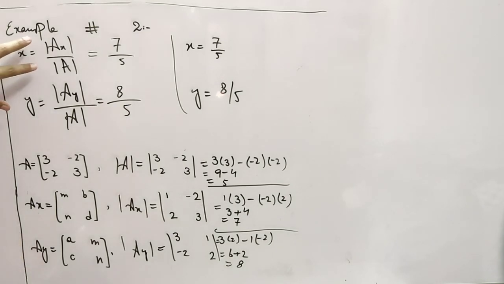Here we just put the values of the determinant of Ax, the determinant of Ay and the determinant of A, and all these values we already found by the determinant method. So example number 2 is solved. We just found the values of x and y.